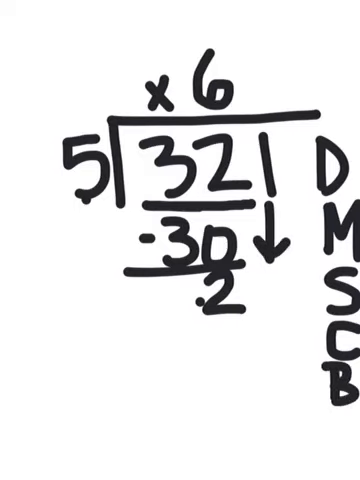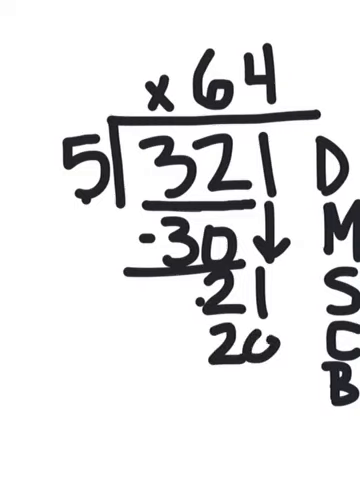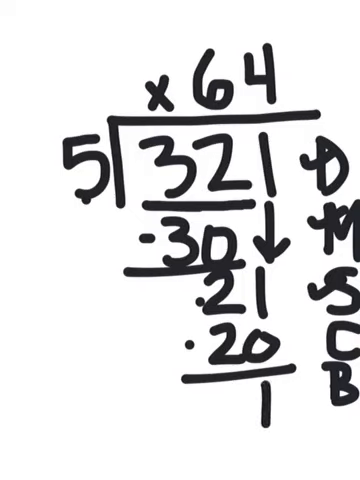I'm going to bring down that 1 beside my 2. How many times will 5 go into 21? That's 4. 4 times 5 is 20. Multiply, so we divided it again. Now we're multiplying again. Now we subtract again. 21 minus 20 is 1. Check. Is 1 smaller than 5? And it is. So then we're to bring down.